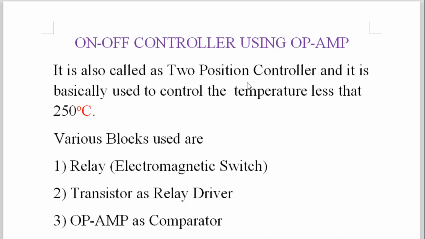Only two decisions are taken. That's why it is called two-position controller. It is basically used to control temperature less than 250 degrees centigrade. It is not advisable for controlling high temperatures in furnaces and like that.